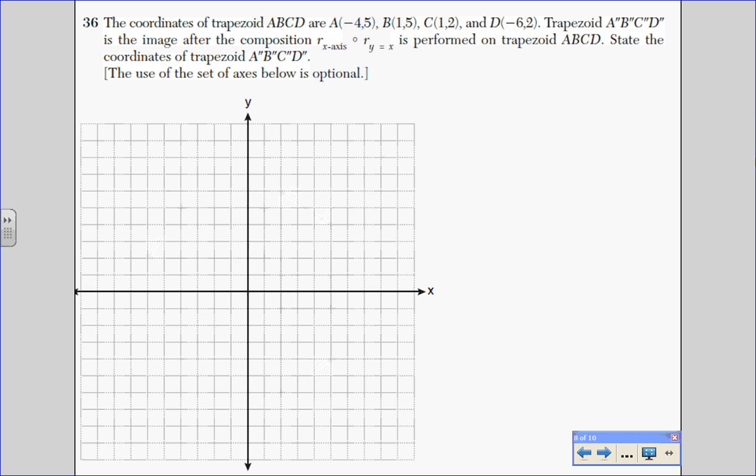Okay, so we are working on a composition of transformations. One very important thing to know is that in a composition of transformations, you start with the transformation on the right and then work to the left. So you go from right to left. So the first transformation we're going to be performing is the reflection in the line y = x. This is going to be the first one that we are going to perform.